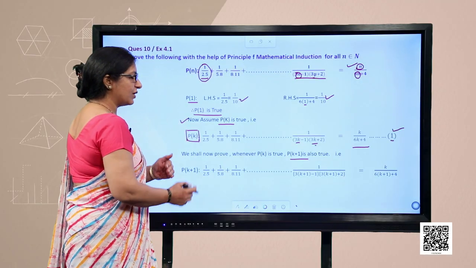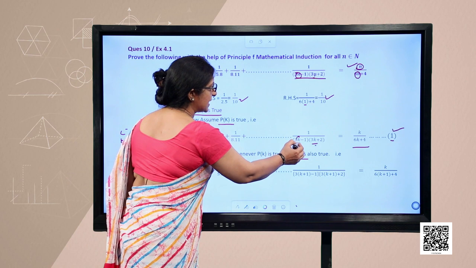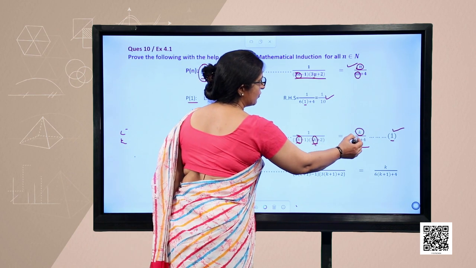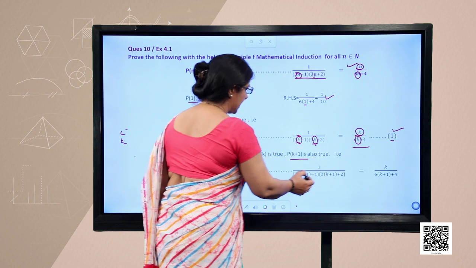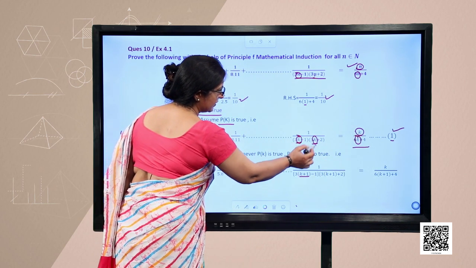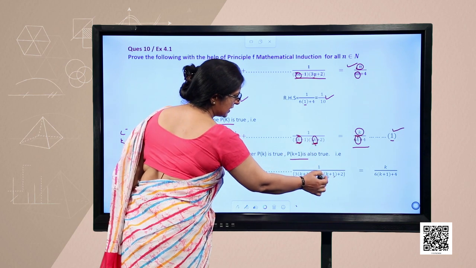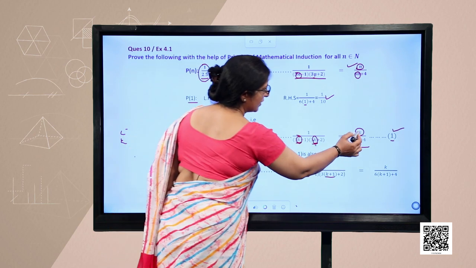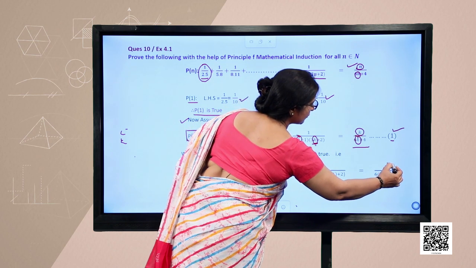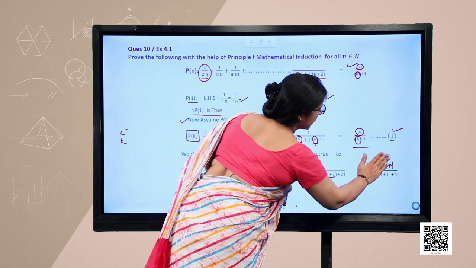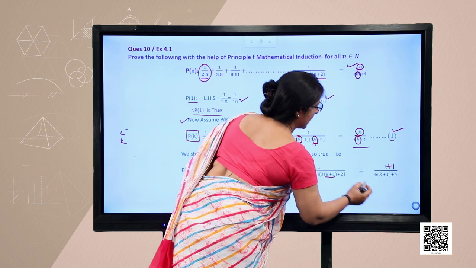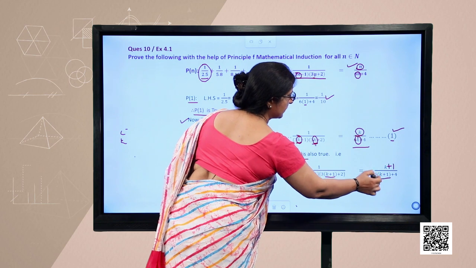For that, what are we doing? We are replacing k by k plus 1. Wherever there is a k, we will replace this k by k plus 1. As you can see, k is replaced by k plus 1 at this place, and in the numerator this is also k plus 1. This was missed, and here also k plus 1.